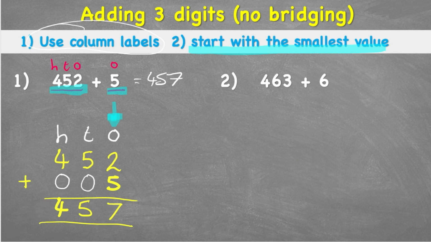Let's look at this next one, and I'm going to do this a little bit quicker. So I have 463 plus 6. Well, my 463, I can see I have the 3 in the ones, the 6 in the tens, and the 4 in the hundreds column. And then the 6 on its own over here would just be a 1.